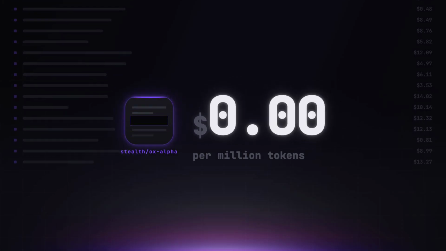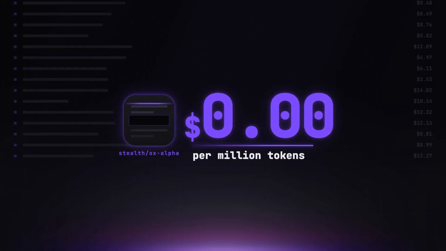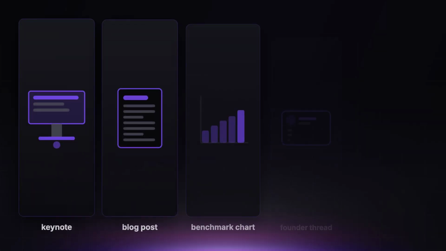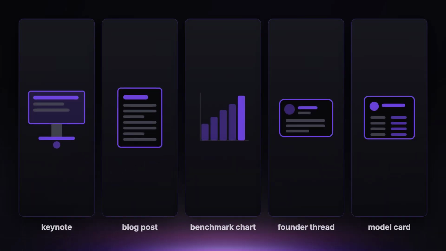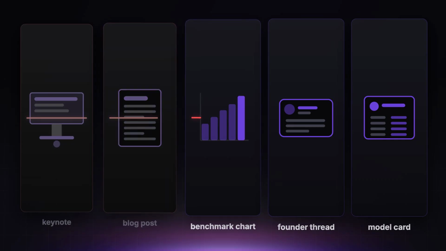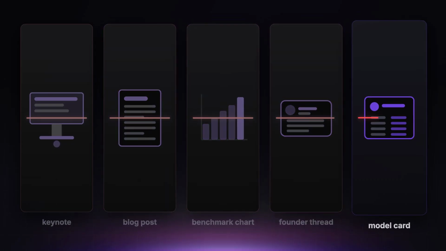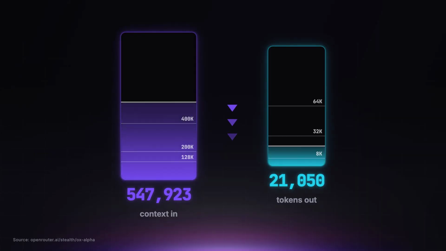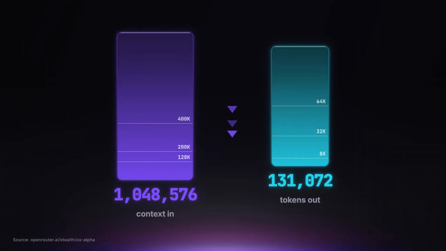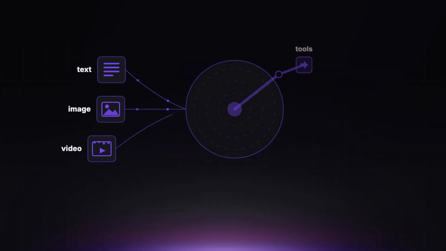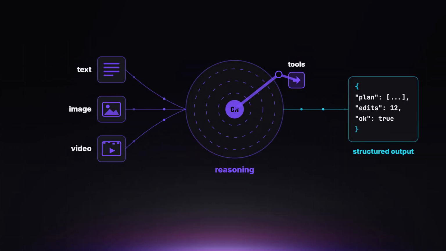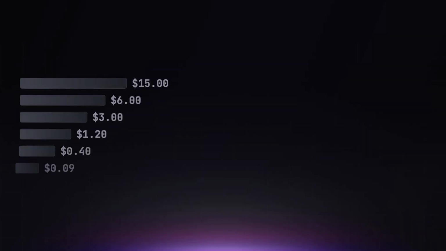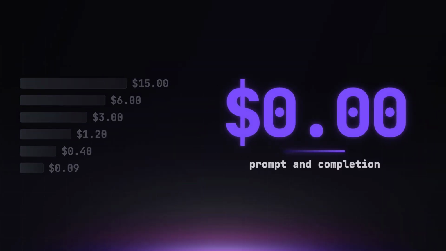This model should not be free. That is the whole problem. Ox Alpha just appeared with no normal launch, no famous lab on the label, no founder thread, and somehow it has the exact feature list developers usually have to pay serious money to touch: 1 million tokens of context, 131,000 tokens of output, text, images, and video in, tool calling, structured output, reasoning switched on, and during the preview, the price is zero. Not cheap, zero.